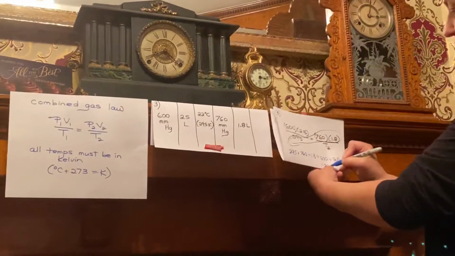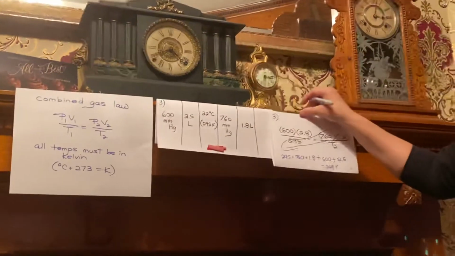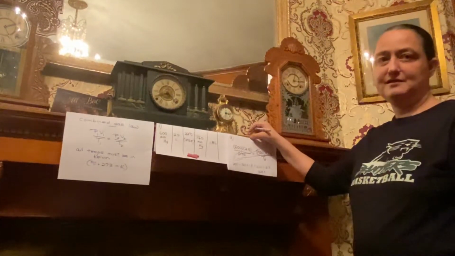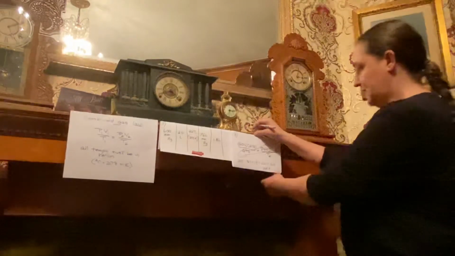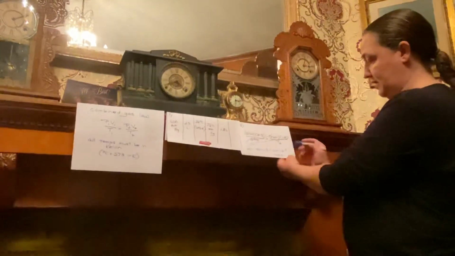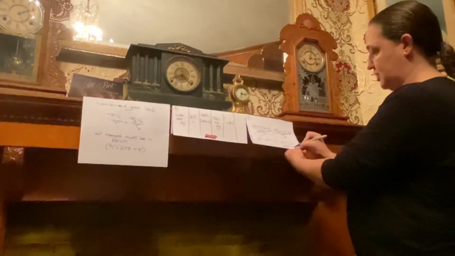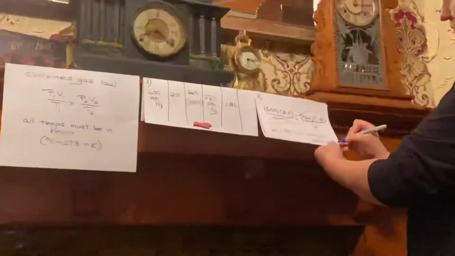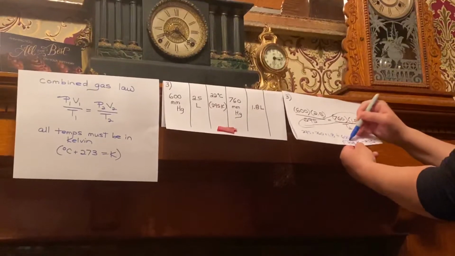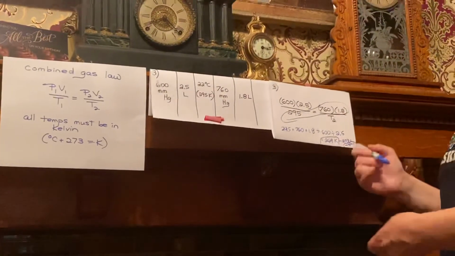But when you do this, 295 times 760 times 1.8 divided by 600 divided by 2.5, it comes out to be 269 Kelvin. And now how do you get from Kelvin back to Celsius? What do you subtract? 273. Okay, so we have Kelvin over here, so the answer is going to come out in Kelvin. If we want Celsius, all we have to do is subtract that 273, and then you are going to get -4 degrees Celsius, so the answer can either be 269 K or -4 degrees Celsius. Okay, thank you.